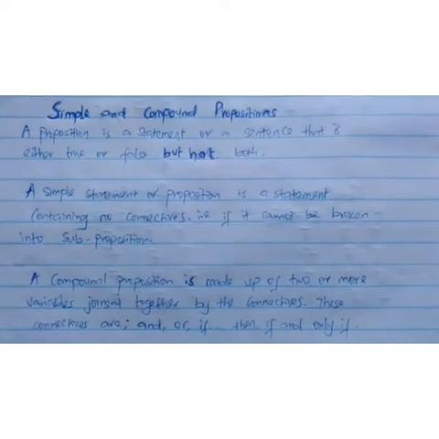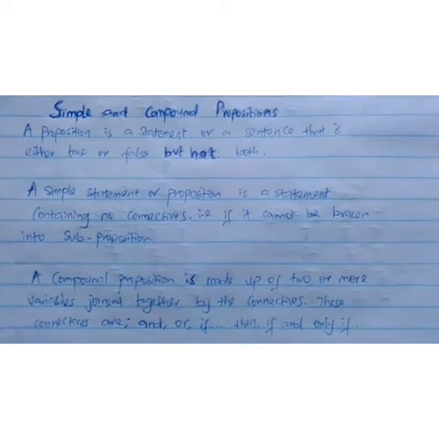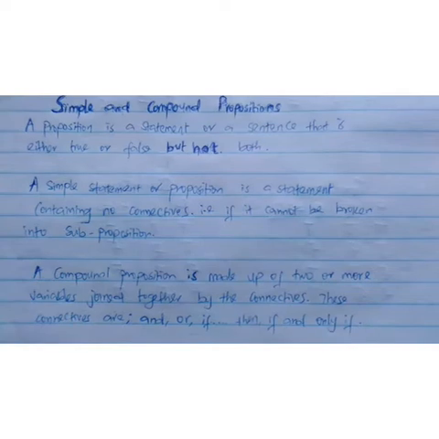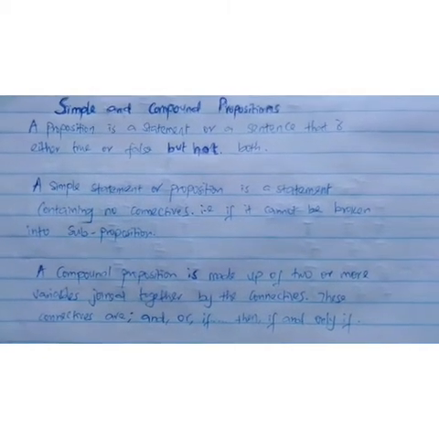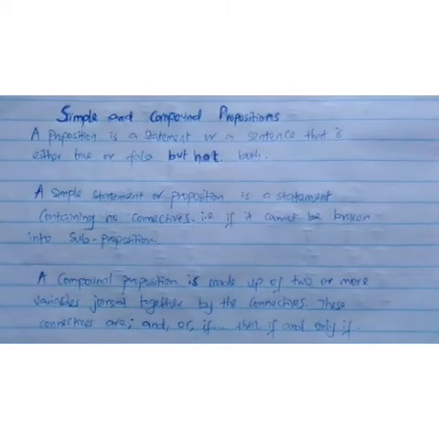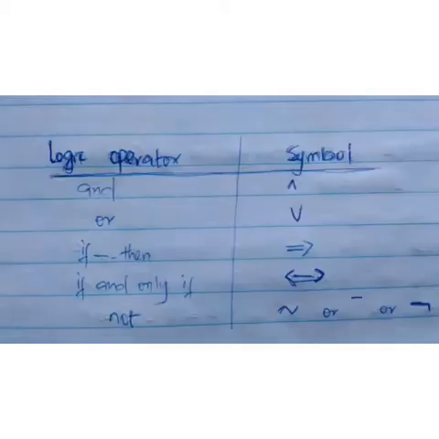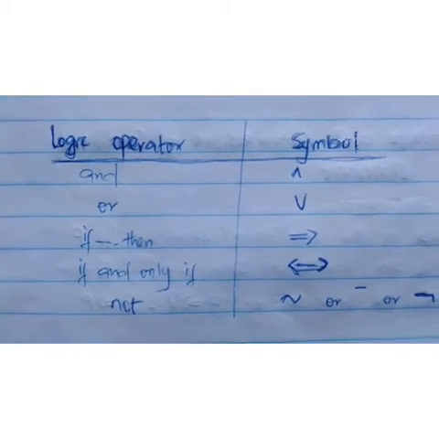Now, a simple statement is a proposition or a statement containing no connectives. That is, it cannot be broken into subsections, while a compound statement or proposition is made up of two or more variables joined together by connectives. Now, these connectives are and, or, if A, then B, and also if and only if. So we basically have four or five connectives.